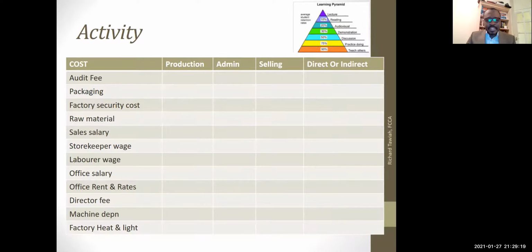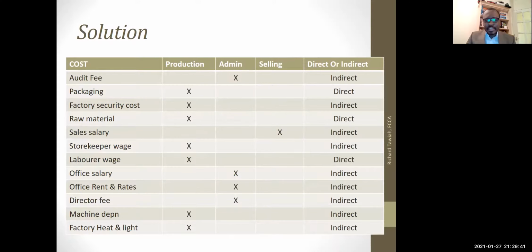So you can say that machine is a product cost, but can we trace the machine cost, the depreciation, directly to the product? No. So it becomes an indirect cost. Factory heat and light deals with production cost, but can we trace the heat and light directly to the product? No. So it becomes an indirect cost. So this is what I just said, with all the answers ticked out over there.